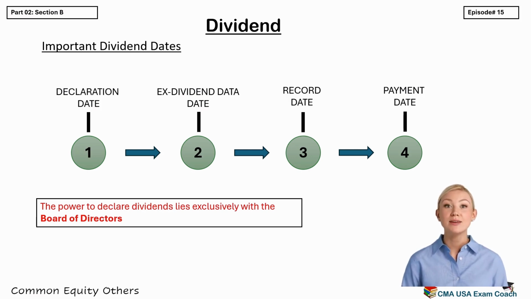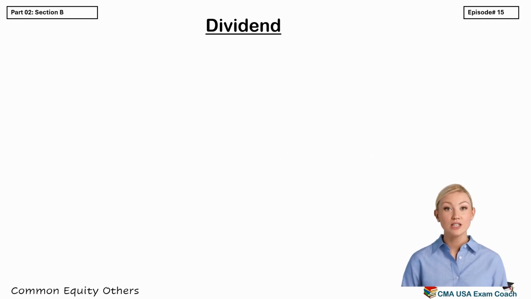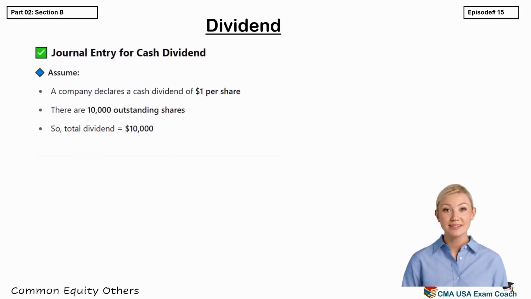Let's walk through the accounting treatment of dividends, focusing on the journal entries for both cash dividends and stock dividends, using simple examples. We'll begin with cash dividends. Let's assume a company declares a cash dividend of $1 per share, and it has 10,000 shares outstanding. That means the total dividend to be distributed is $10,000.